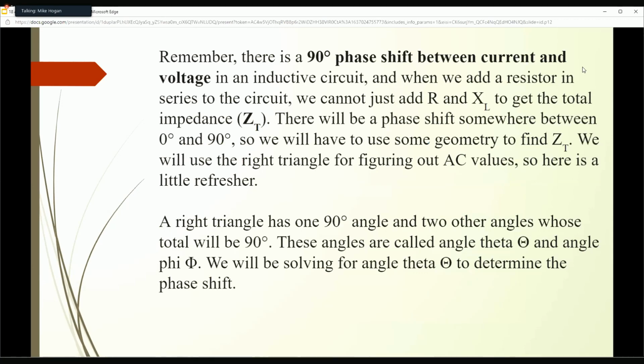All right, so when we're talking about inductive reactance and resistance together, we call it impedance, right? Since we've got a phase shift between resistance and this X of L, we can't just add them together. There's a little bit of math we have to do to combine resistance and X of L to get this total impedance. Total impedance is the same idea as total resistance, the resistance and reactance values of the circuit all combined, knowing that some are out of phase.